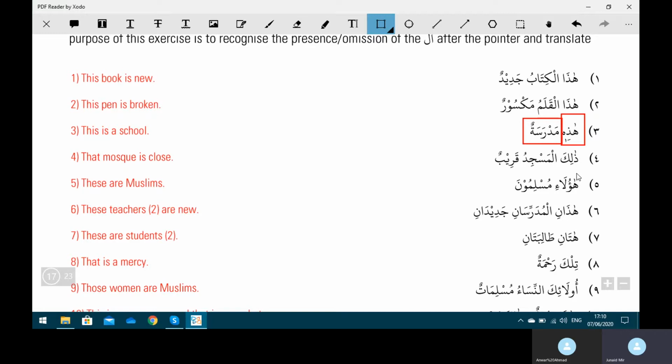Does that make sense? Yeah, that makes sense now. That's the only part that confused me a bit. The Hazihi. So I thought Madrasatun as well. So I thought that maybe this is a school for females, but I get it now. Yeah, good.